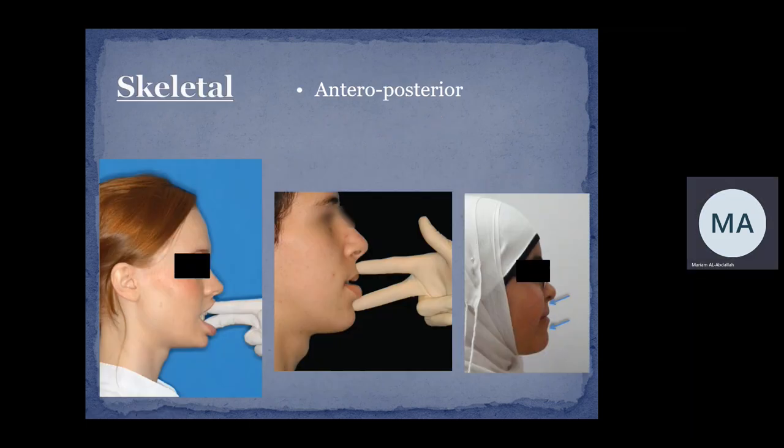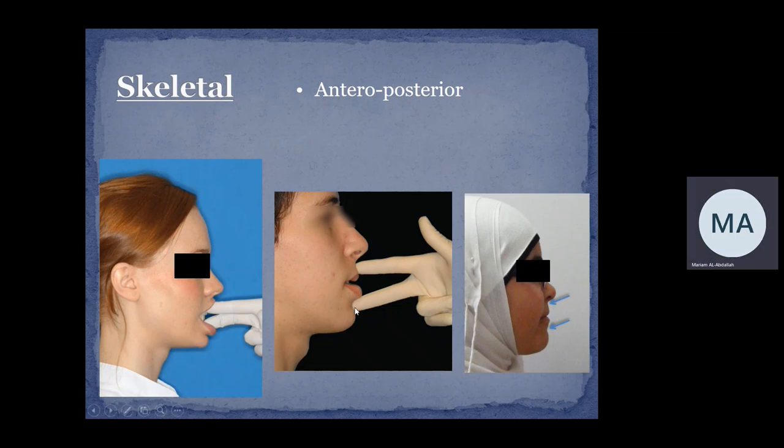How do we assess the A point and B point? There are three ways to assess A point and B point. We use our index finger and middle finger, and we try to reach intraorally to reach the A point and B point, or we can do this by extraorally reaching soft tissue A point and B point. If our index finger and middle finger both are held parallel to the horizon, that means we have a class one skeletal pattern. If we have to tilt both fingers downward, that means we have class three. If we have to tilt both fingers upward, that means this is a class two.